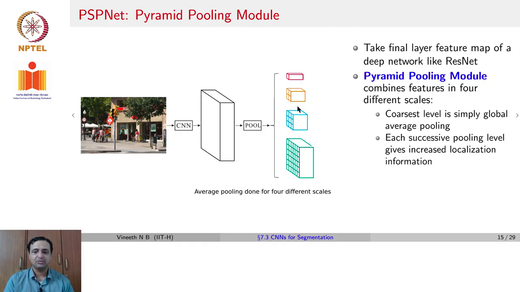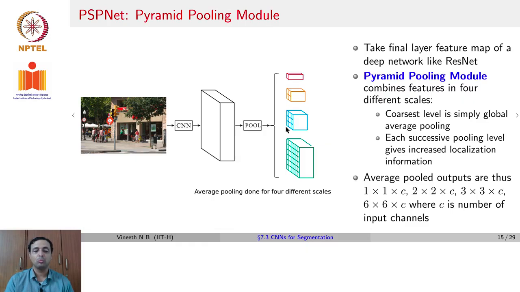And each successive pooling level gives increased localization information. So you would have your pooled outputs to be 1 cross 1 cross C. That's the global average pooling. So each of the C channels here in the convolutional output feature map, you would take that channel, global average pool it, and get one scalar. And for each of these C channels, you would get 1 cross 1 cross C. Similarly, 2 cross 2 cross C, 3 cross 3 cross C, and 6 cross 6 cross C. And those are the 4 scales that PSPNet employs.